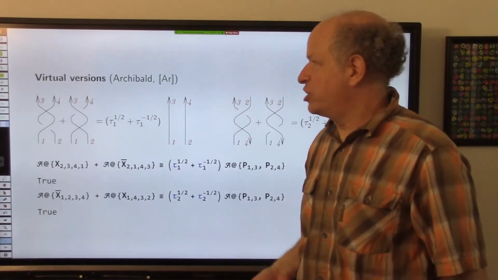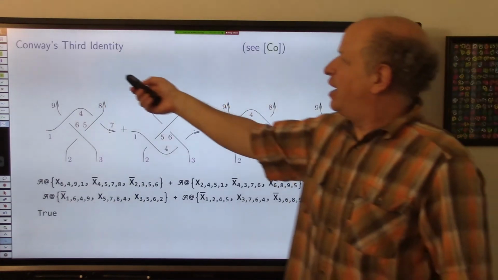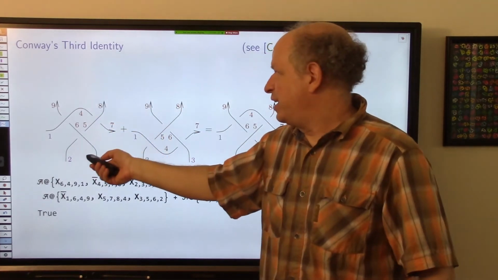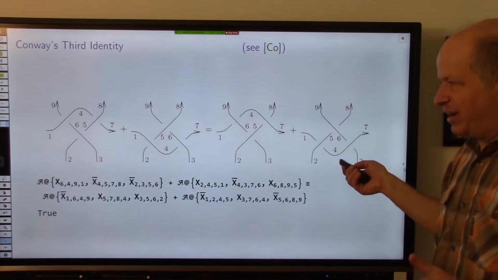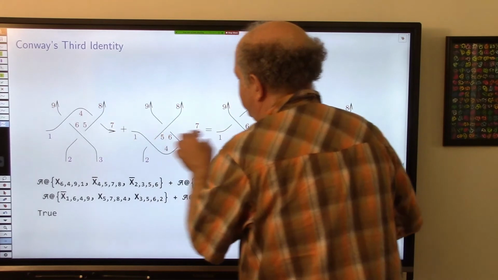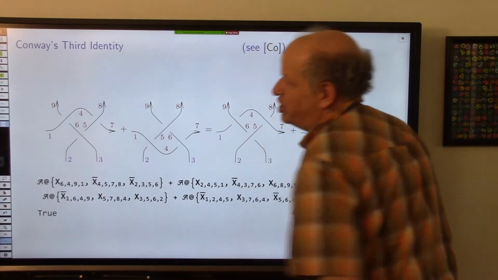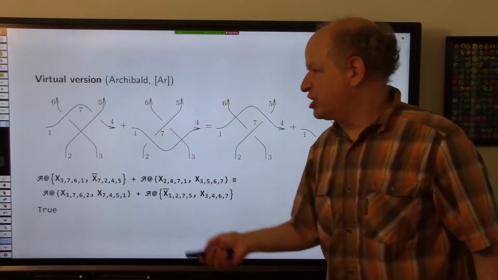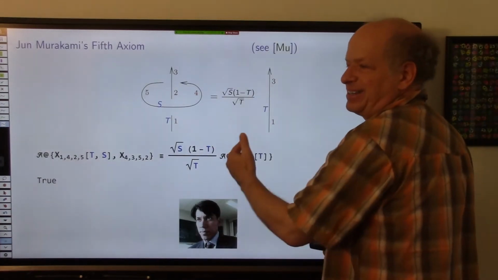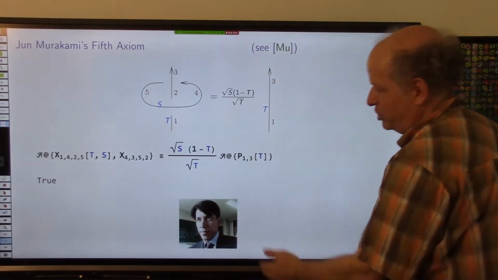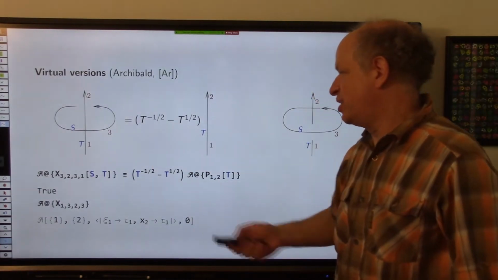Then there are virtual versions of those by Jana Archibald. Again, you punch them in, the computer says yes. Then there is a third identity by Conway. The sum of these four tangles is equal, basically the skein relation written here. This plus this is equal to that plus that. It's also what I started the talk with. Again, you punch it in, the computer says it holds. Then there are virtual versions by Archibald and they hold. Then there is Jun Murakami's fifth axiom, and again you punch it in, it holds, and here's Jun. Then there are two virtual versions and they hold too.